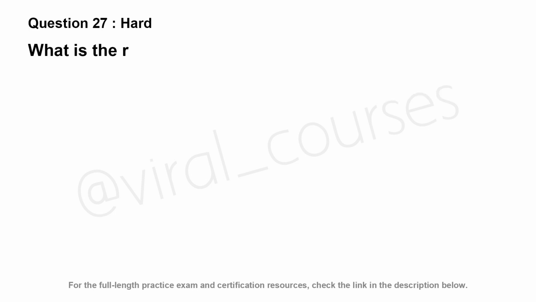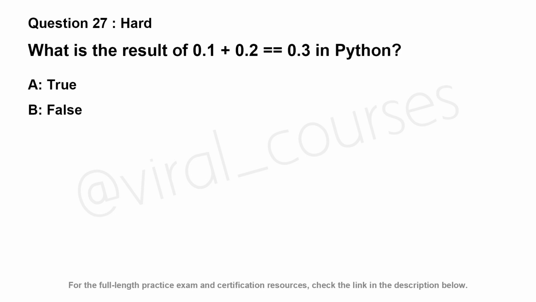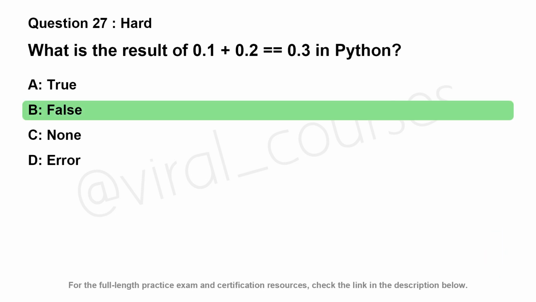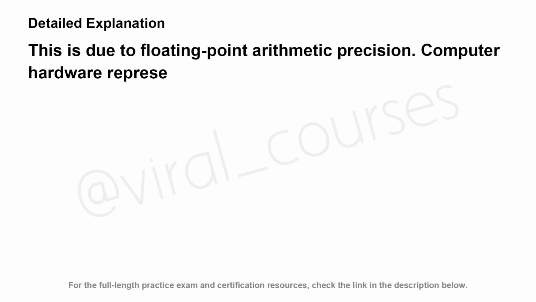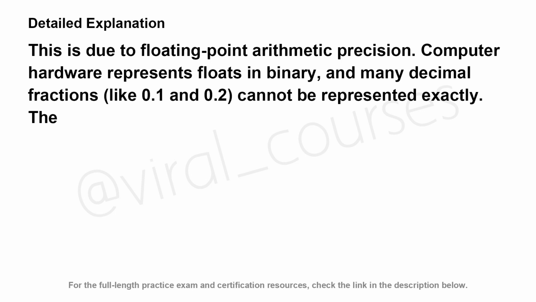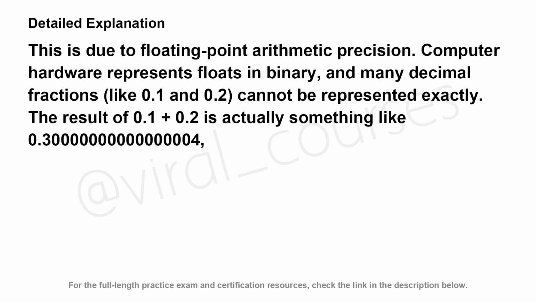What is the result of 0.1 + 0.2 == 0.3 in Python? Option A, True. Option B, False. Option C, None. Option D, Error. The correct answer is B. This is due to floating-point arithmetic precision. Computer hardware represents floats in binary, and many decimal fractions, like 0.1 and 0.2, cannot be represented exactly. The result of 0.1 + 0.2 is actually something like 0.30000000000000004, which is not exactly equal to 0.3.